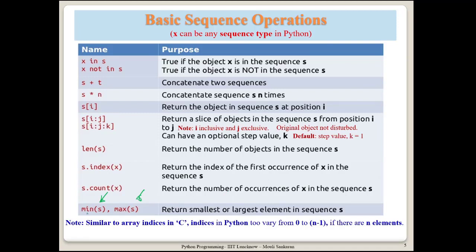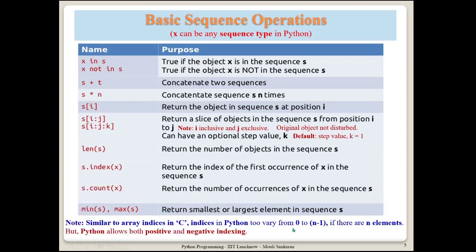And then which is the minimum value and what is the maximum, the smallest or largest element in the sequence. Now again it depends on how you are implementing it. If it is of the same type, maybe you can do that, but more or less it will try to compare the different elements in the list and give you a result based on the type of object it is checking. So similar to array indices in C, here also 0 to n minus 1 is the index if there are any elements there. This is how they are accessed.